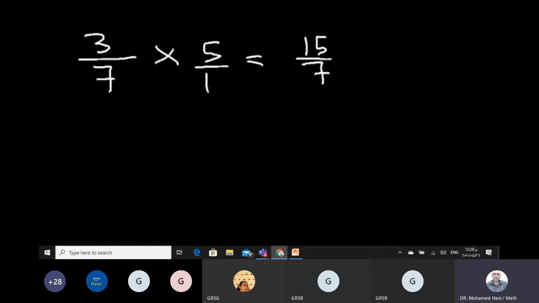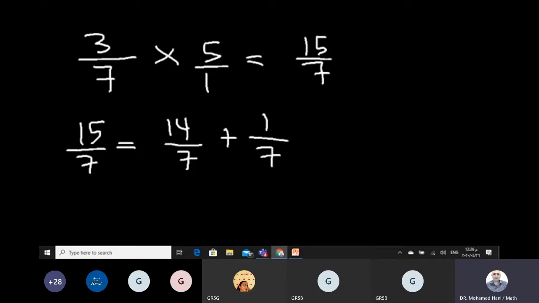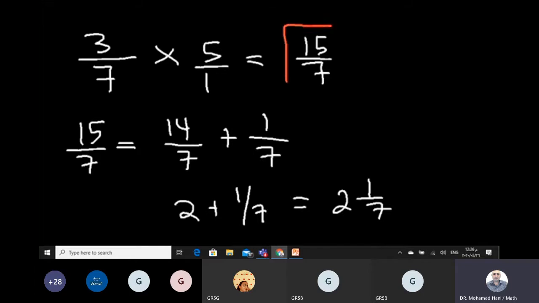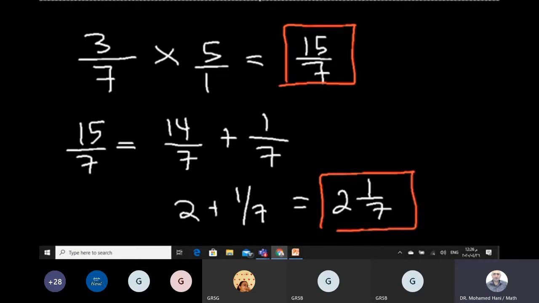Now, if you wish to convert the improper fraction into a mixed number, here's what you can do. What I like to do is to break down 15 into two numbers, one of which is a multiple of 7. 7 goes into 15 two times, but I'm going to break it into 14 and 1, because 14 plus 1 is 15. 14 divided by 7 is 2. And 2 plus 1 over 7, you can write as 2 1/7. So you can leave your answer as 15 over 7, or you can write it as a mixed number if you want to. Let's work on some more examples.